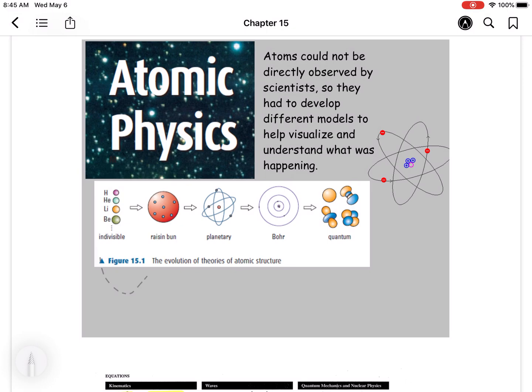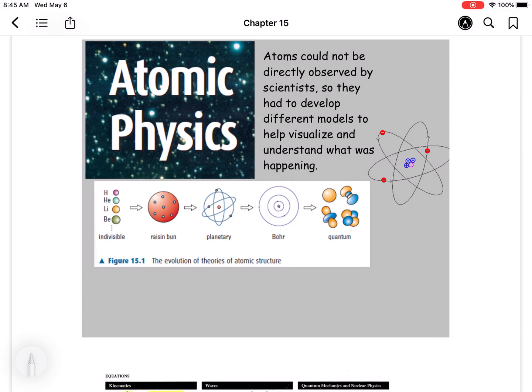So what we're going to be doing is we're going to basically talk about the first models of the atom, and then get to the next ones and the next ones, and kind of how they developed and why they did. We're going to do some math along the way, solve some problems, that kind of stuff.